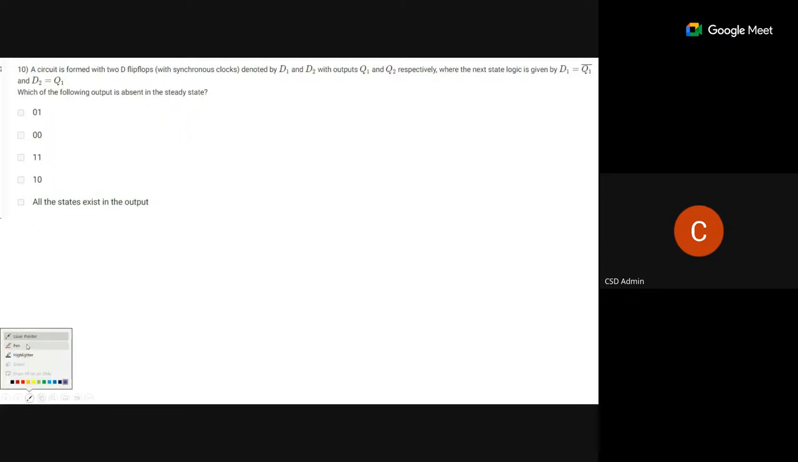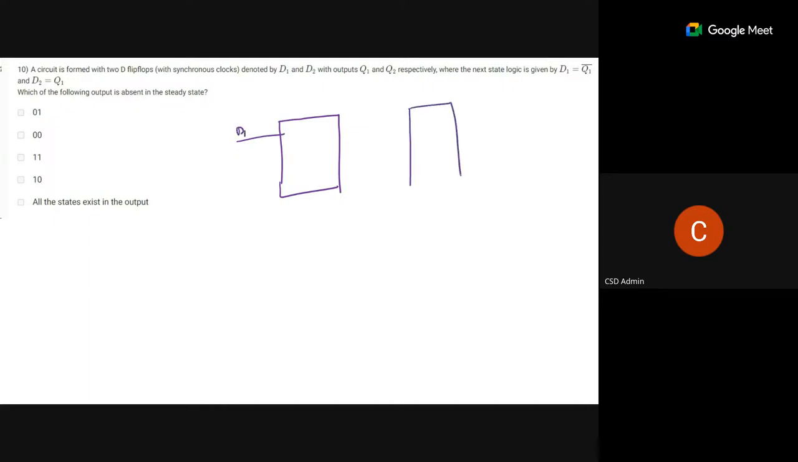So let's draw the circuit first. There are 2 flip flops: this is the D1 flip flop and this is the D2 flip flop, with a common clock. This is Q1 and this is Q1 bar. This is Q2 and this is Q2 bar. D1 equal to Q1 bar, and D2 equal to Q1.